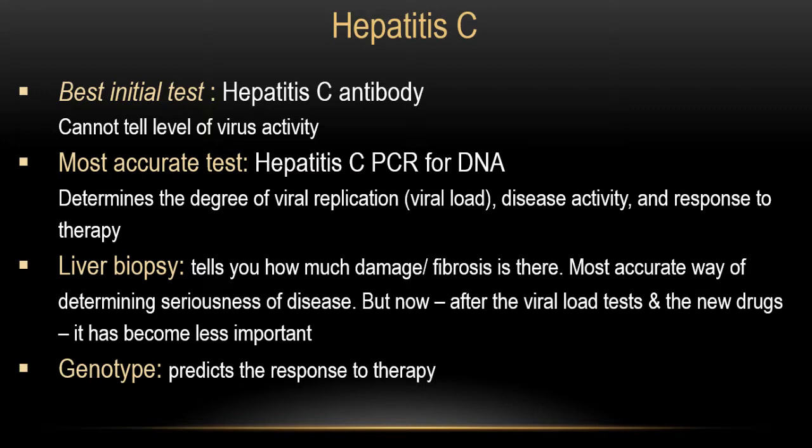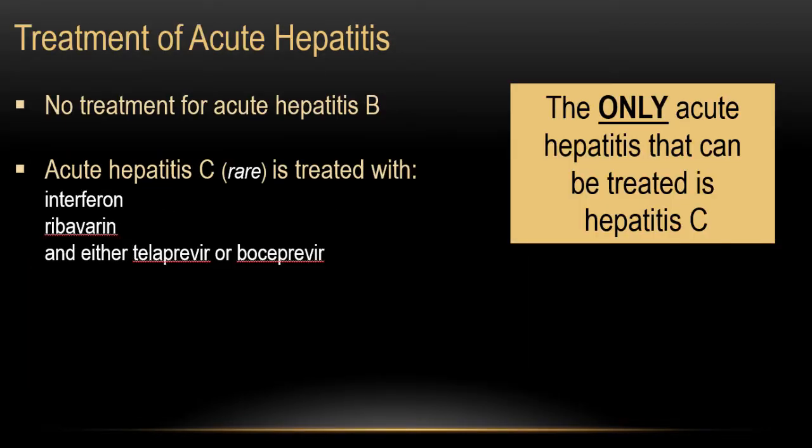When it comes to the treatment of acute hepatitis, there is no treatment for acute hepatitis B. For acute hepatitis C, which I said is a very rare occurrence, the treatment is the same as for chronic hepatitis C. The same treatment: 3 medications for acute or chronic hepatitis C: interferon, ribavirin, and either telaprevir or boceprevir.